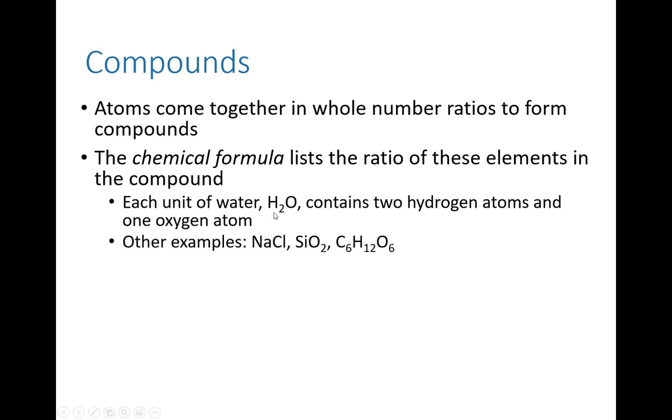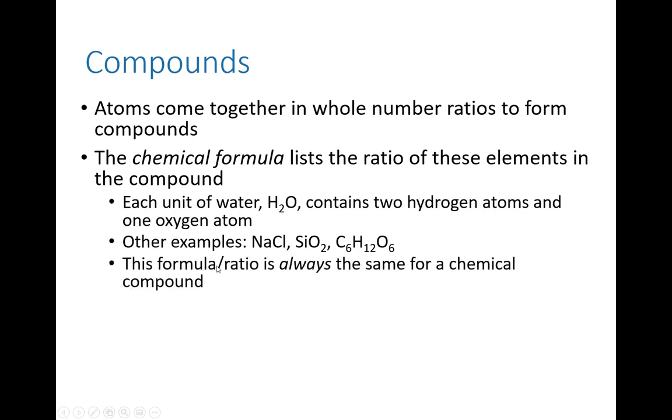Here are some other examples. Sodium chloride, which is essentially table salt. Silicon dioxide, C6H12O6, which is the formula of glucose. Now, the formula, or ratio, is always the same for a particular chemical compound. That never changes.